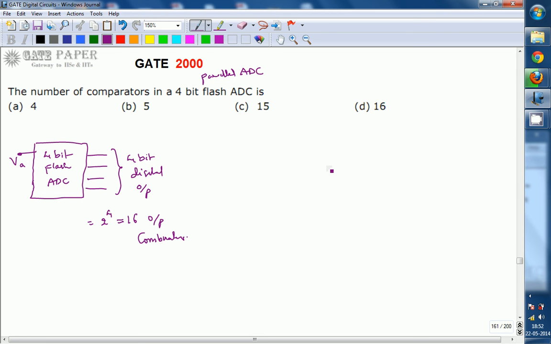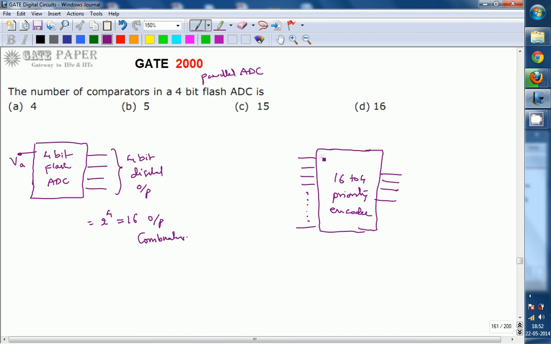Internally, a 4-bit flash ADC consists of an encoder. That encoder has a 4-bit output, and this is a 16 to 4 priority encoder. So there will be 16 lines present at the inputs, starting from 0, 1, 2, 3 till 15. The priority encoder is going to encode the input analog signal into a digital one.